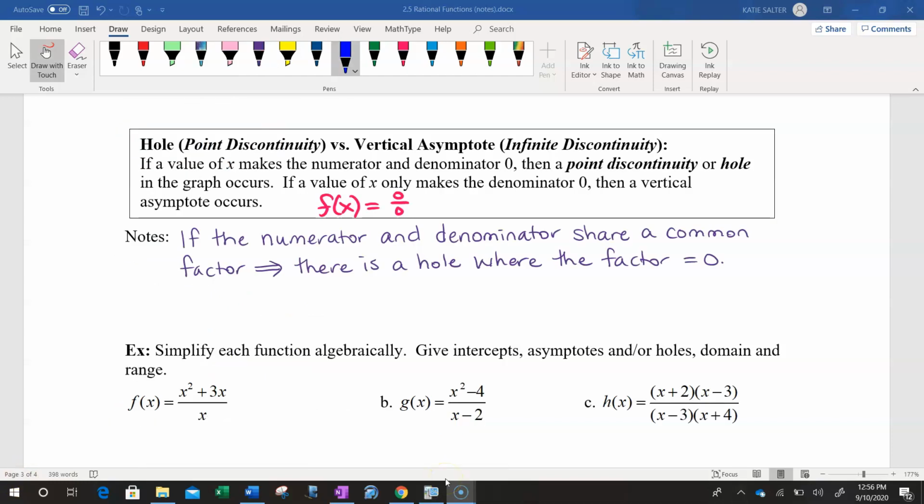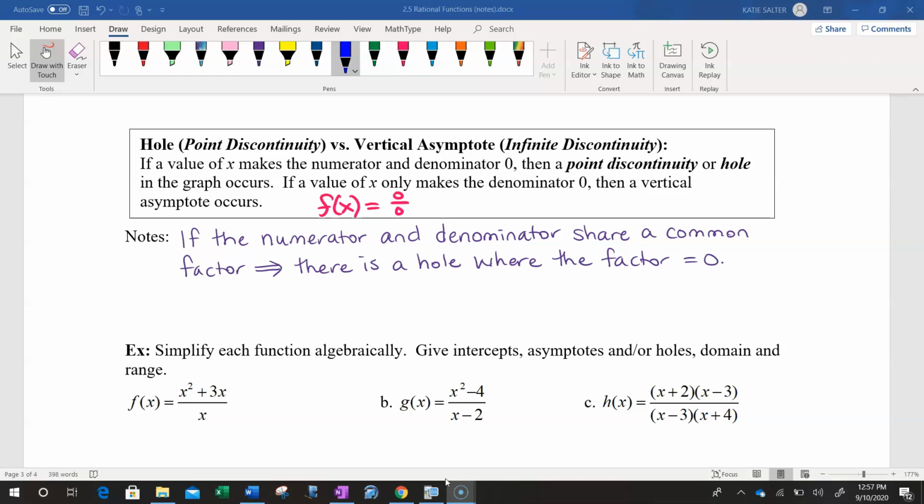Okay, so day 2 of this lesson 2.5. Sometimes when we have a rational function, instead of having a vertical asymptote where the function is undefined, we have a hole in the graph, which is called point discontinuity versus infinite discontinuity. So how do we know when that happens? If there is a value of x that makes both the numerator and denominator equal to 0, then we will have a hole in the graph, where if a value of x only makes the denominator equal to 0, then we have a vertical asymptote. So how do we figure that out?